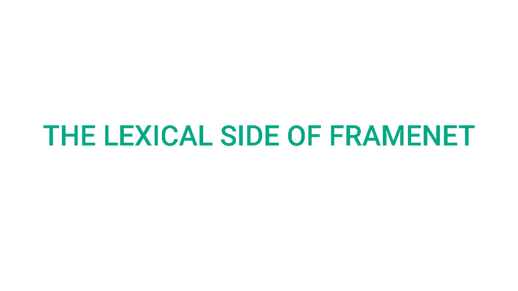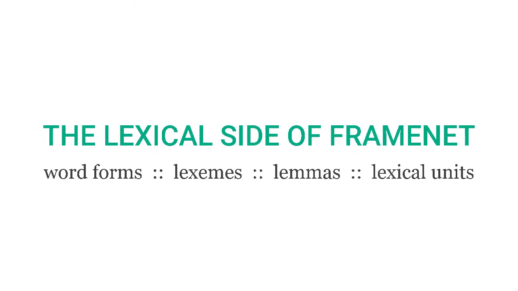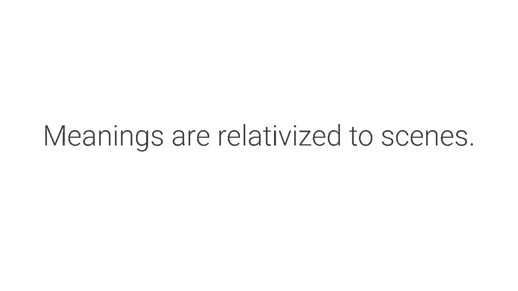The lexical side of FrameNet: word forms, lexemes, lemmas, and lexical units. Let's start with an example. Take this famous quote by Charles J. Fillmore in English: "Meanings are relativized to scenes." This sentence is composed of 5 word forms: meanings, are, relativized, to, and scenes. In a nutshell, a word form is a linguistic form one can find in a sentence, like look.